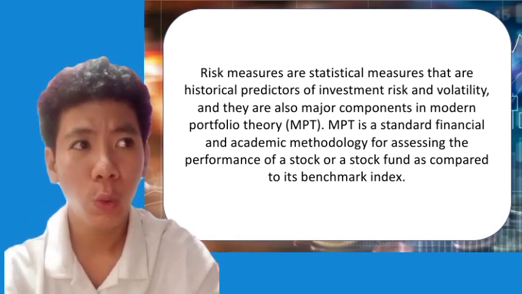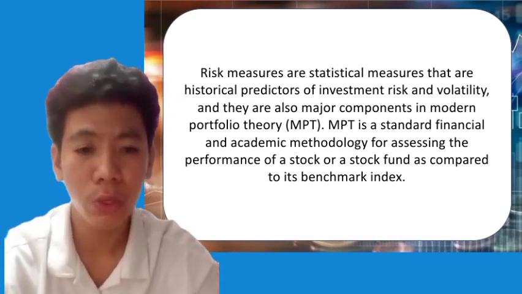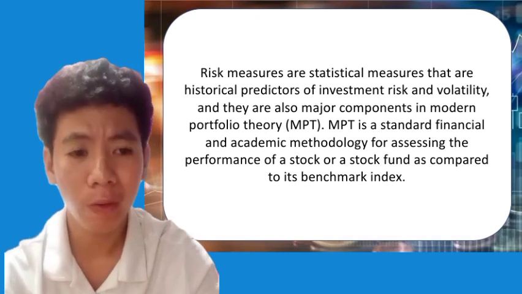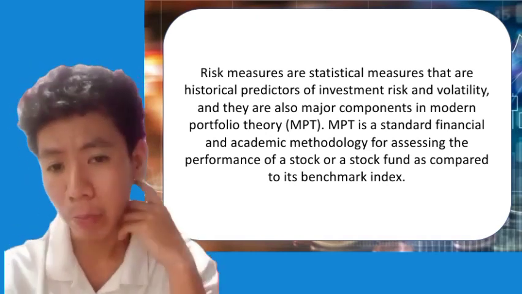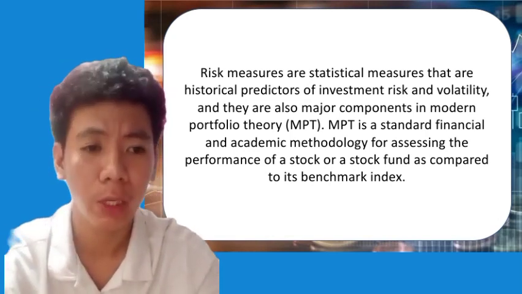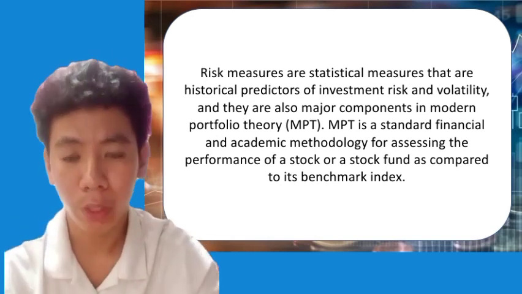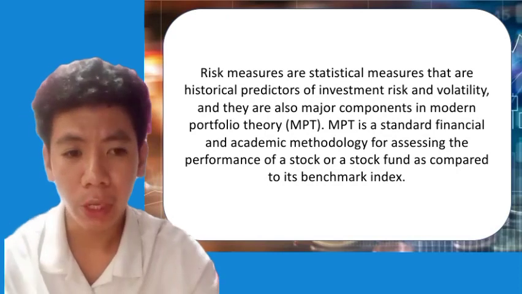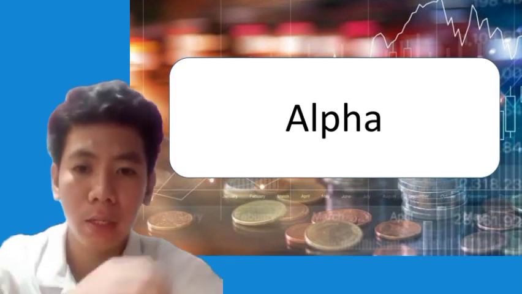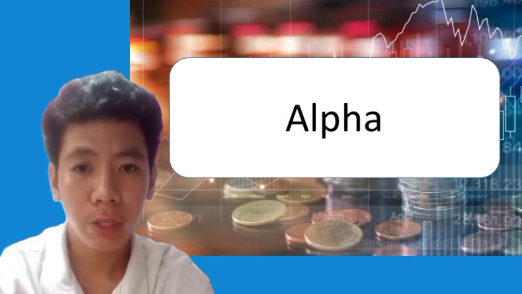To determine which holds the most risk, we base it on which investment has the higher percentage of risk. That is the riskier investment. The higher the percentage, the riskier. The lower the percentage, the lower the risk. So we are going to discuss the Jensen measure, or alpha measure, and how it is calculated.